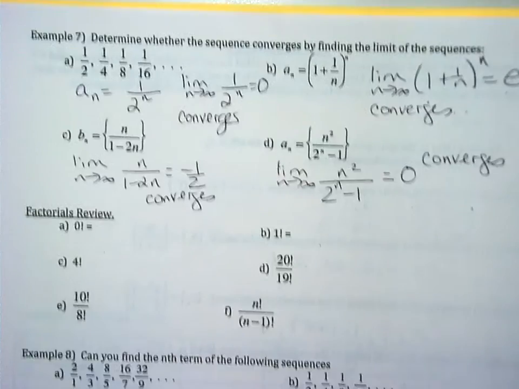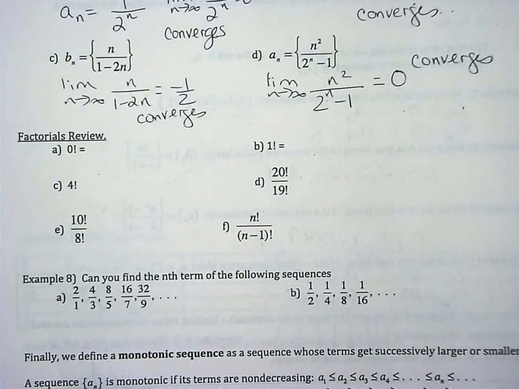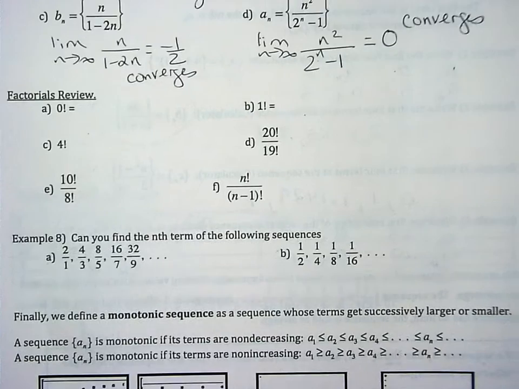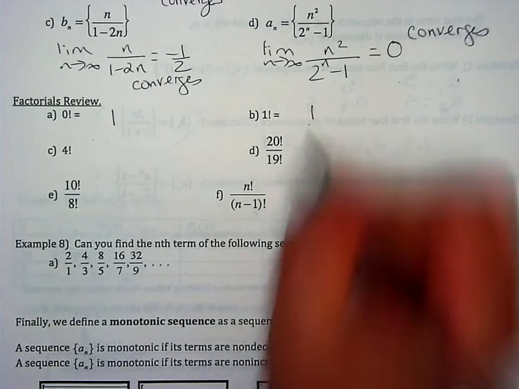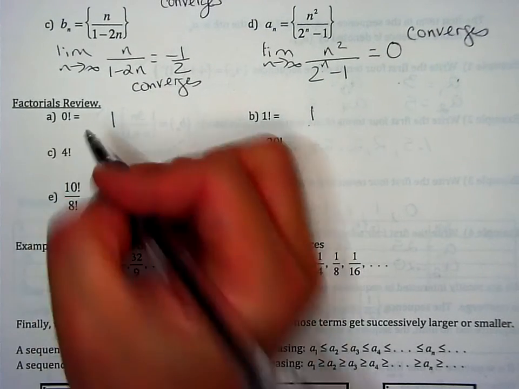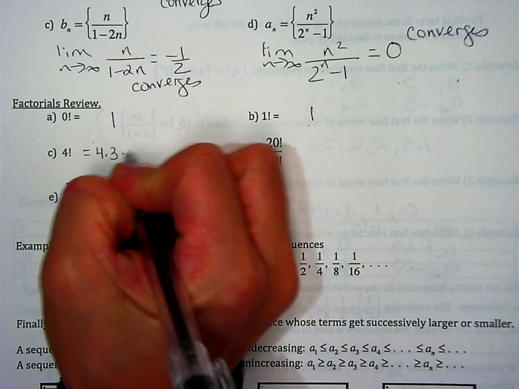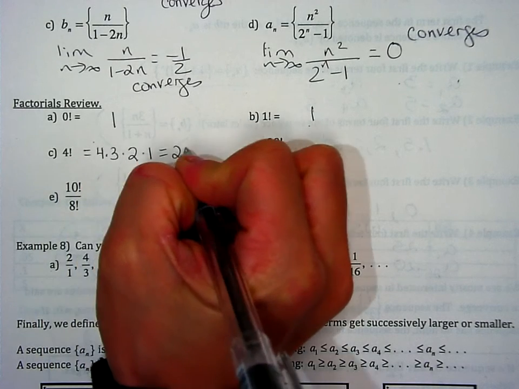Okay, next, a little review from pre-calc on factorials. We'll be working with factorials a lot this chapter. 0 factorial is defined as 1. 1 factorial is defined as 1. 4 factorial is 4 times 3 times 2 times 1, which is 24.